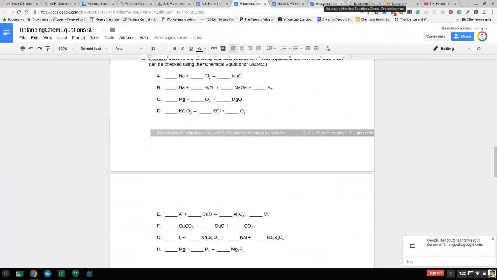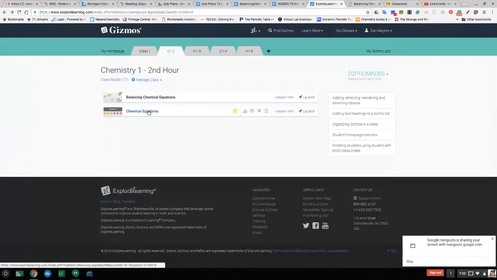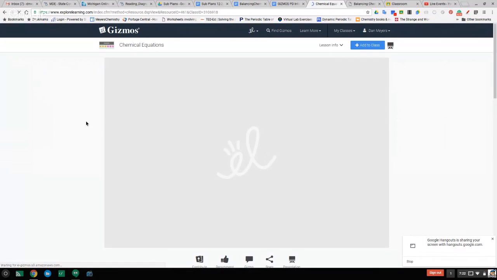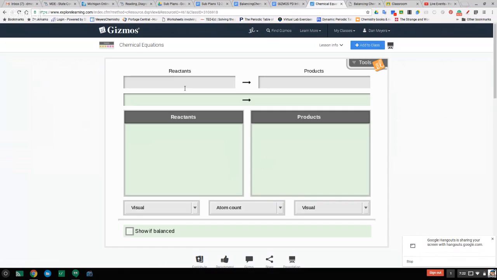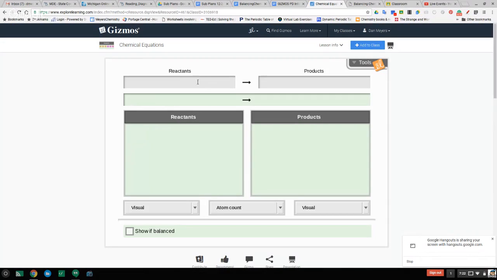If, however, you want to use the computer to do this, you would go back to your class on Gizmos and go to the chemical equations. And what's cool about this one is that you can input any reaction you have, and it will put it here in the green bar, and then you can work on balancing it. For example, Na plus Cl2, so it shows us a sodium and 2 chlorines, yields NaCl.